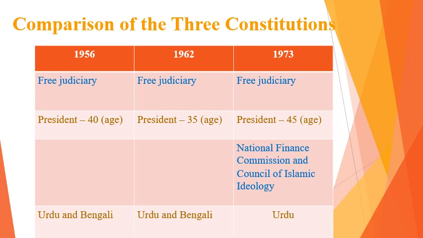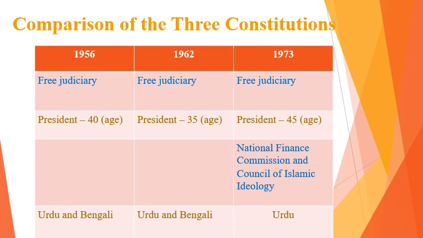The languages were Urdu and Bengali in terms of the 1956 and 1962 constitutions, whereas it was Urdu in terms of 1973, because it was after Pakistan lost one of its wings in the form of East Pakistan, and only with the inclusion of West Pakistan. So West Pakistan means Urdu.